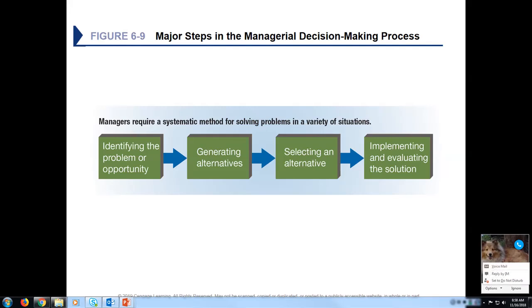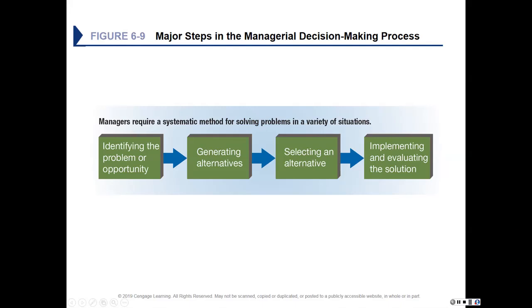So from there, we have to generate some alternatives. So we go look for ways that we could fix the flat tire. We could get a new tire, we could get a used tire, we could just fix the flat, we could get 4 new tires. And then we have to evaluate those alternatives.